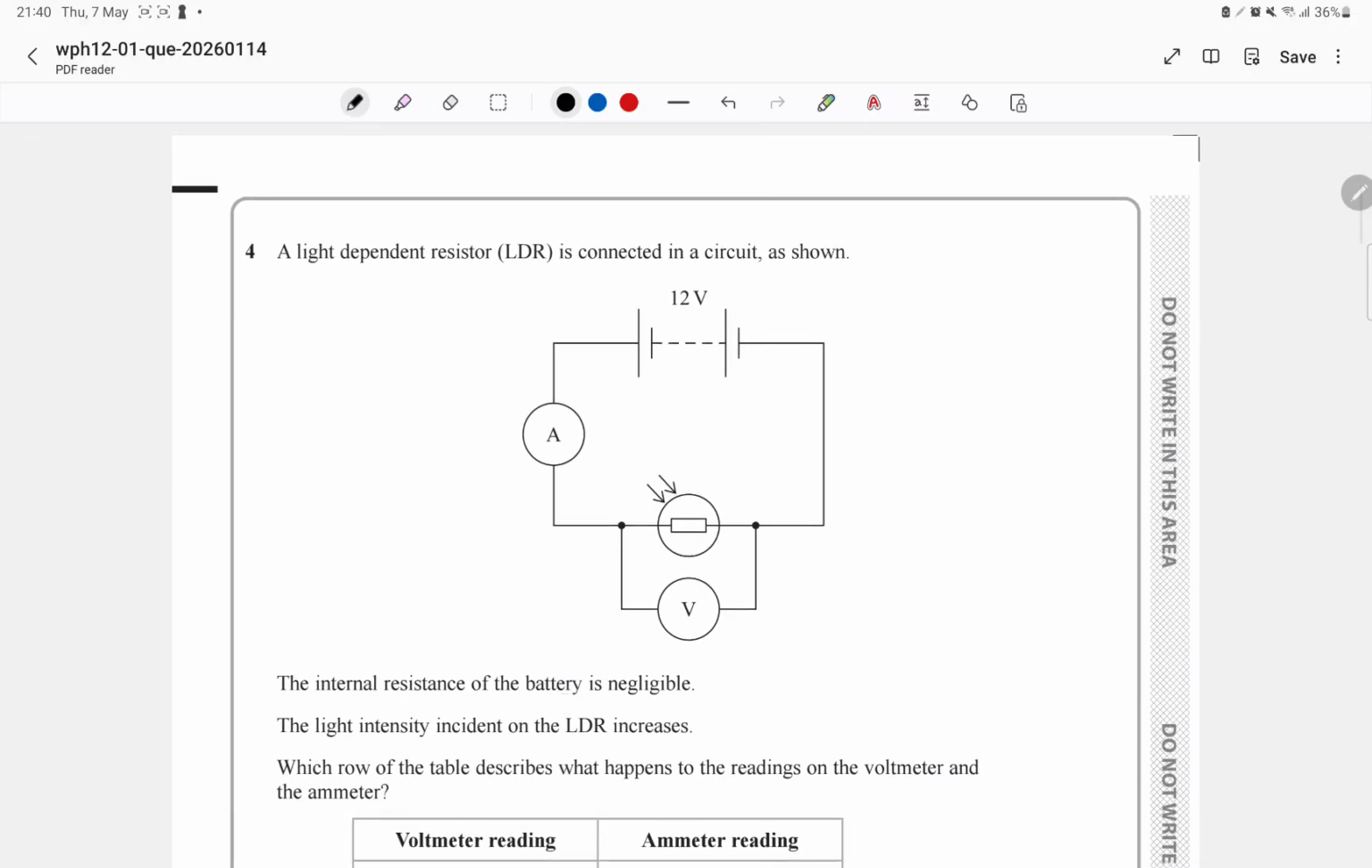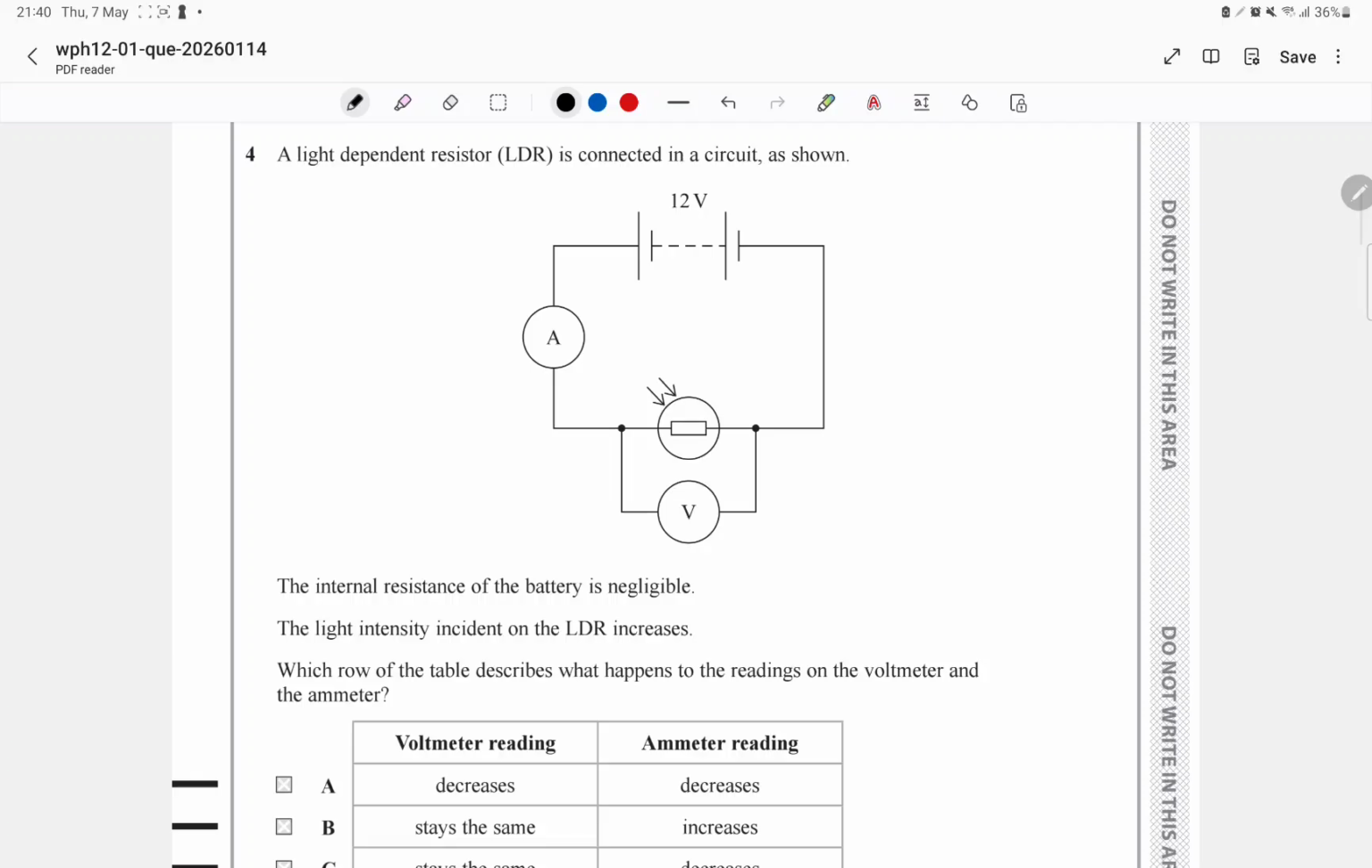Alright, here it says a light-dependent resistor is connected in series. Now I'm going to take this as an opportunity to remind you guys how light-dependent resistors work. Basically, a light-dependent resistor has electrons inside. I'm really oversimplifying here. But when light is incident, and we know light is photons, what happens is the electrons absorb the photons, and what happens?